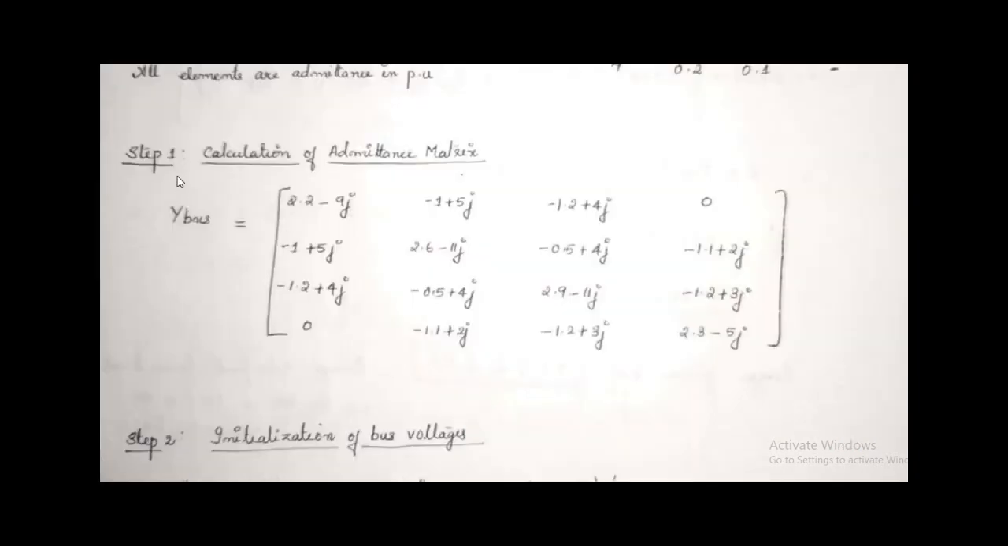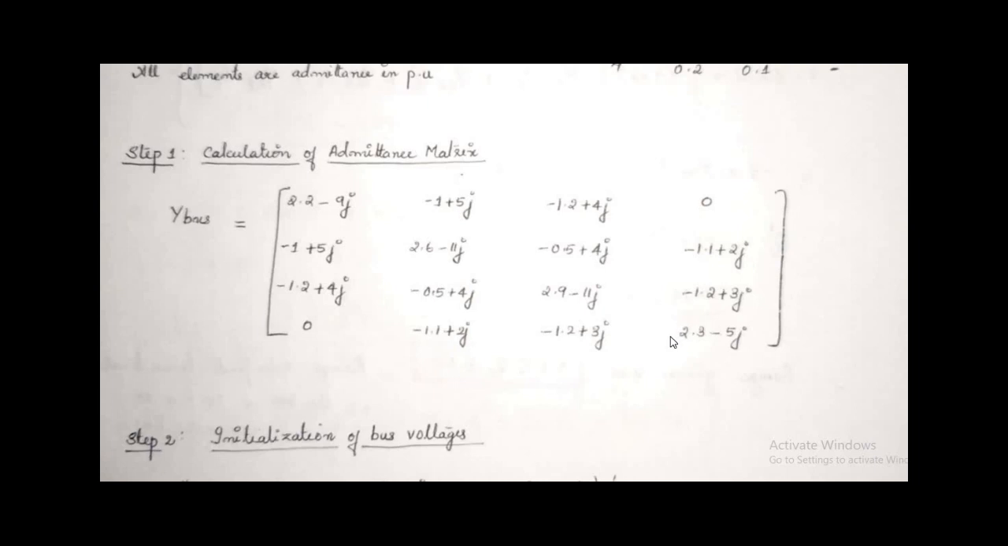Now we are moving on to its solution. What was our first step? Our first step was calculation of the admittance matrix, or Y bus admittance matrix. I hope all of you know how to calculate this bus admittance matrix. Still, this is our first element, or the diagonal element, second diagonal element, third diagonal element and fourth diagonal element.